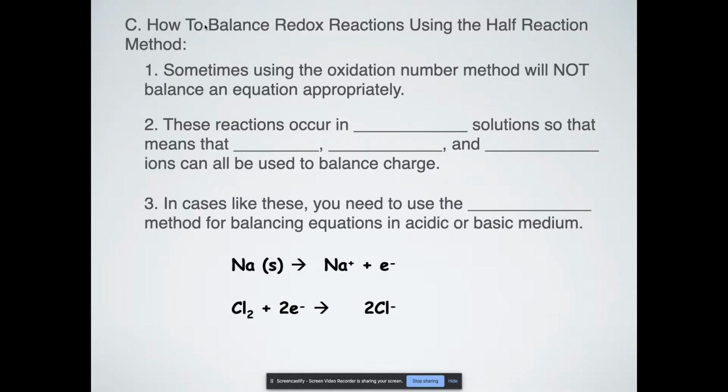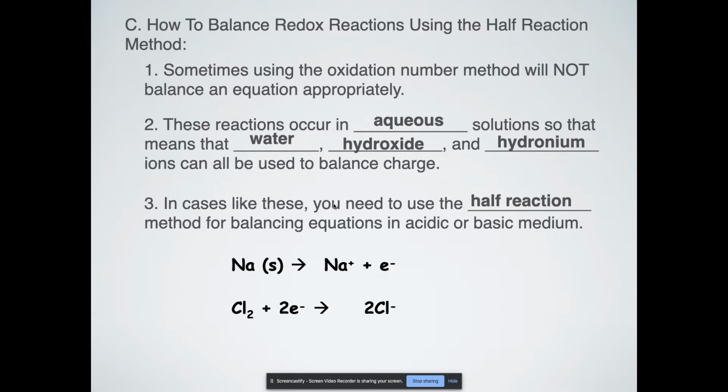Today, what we're going to be going over is how to balance redox reactions using the half reaction method. Sometimes using the oxidation number method, like we talked about, is not the way to appropriately balance an equation because it is happening in an aqueous solution. Because reactions happen in aqueous solutions, we actually have water involved in our reaction. We have hydroxide ions and hydronium ions involved as well. Because of all of that, it makes the redox balancing a little bit more difficult, and so in these cases we need to use what we call the half reaction method for balancing our equations.